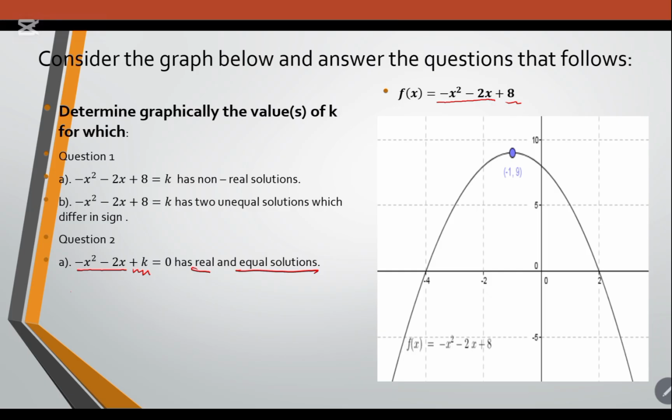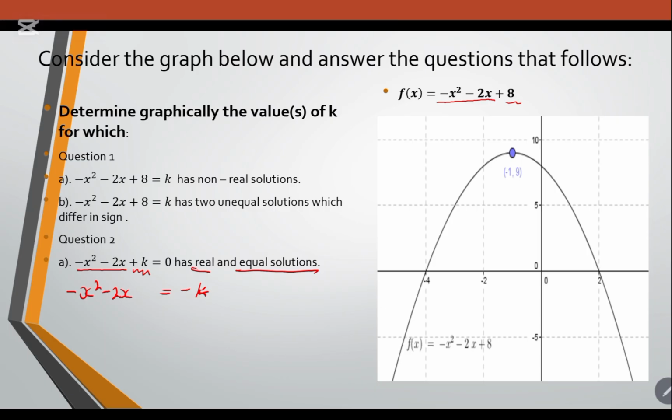So the first thing we're going to do is remove the value of k. So this is negative x squared minus 2x, equals negative k. So we just take k to the other side of the equal sign.